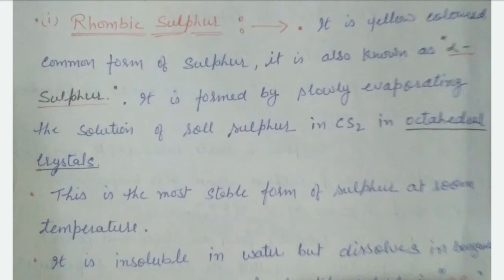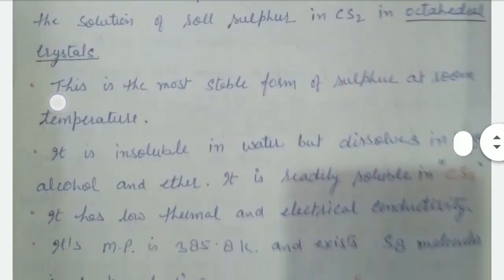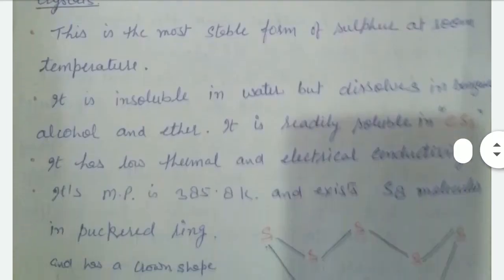Rhombic sulfur is the most stable form of sulfur at room temperature. It is insoluble in water but dissolves in benzene, alcohol, and ether. It is readily soluble in carbon disulfide. It has low thermal and electrical conductivity.